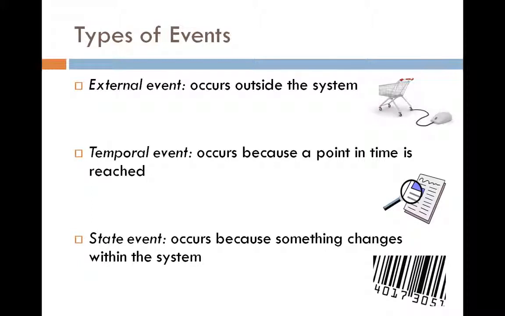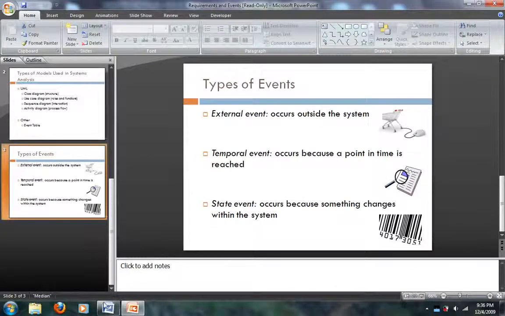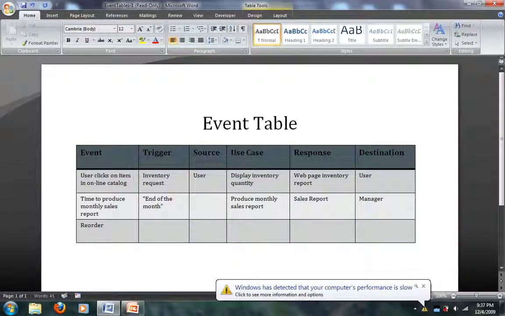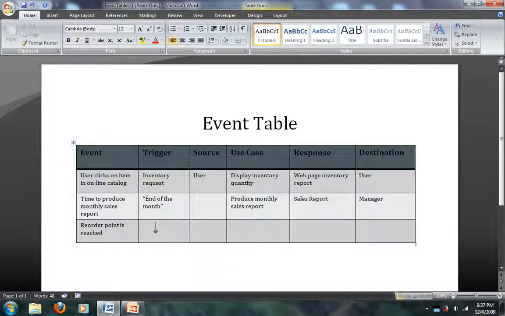So what's the event going to be in this case? Think about it. All right, the reorder point is reached. Now what's going to trigger this event? Well, like we said, the inventory falls below the reorder point. Let's get rid of that. Oh, whoops.